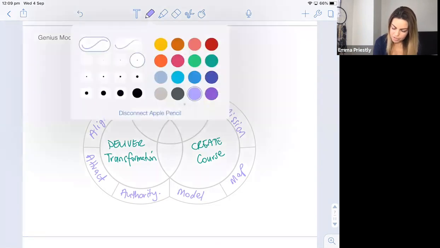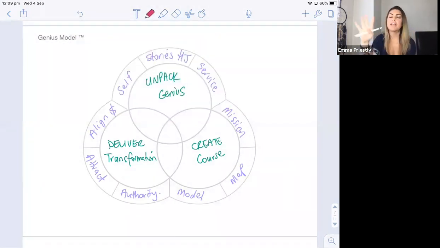Okay, so when we move into the next piece, this is where it starts to come together, the top 3 sections that we've spoken about in the download. So when you know how to unpack your genius and create your course, you step into your truth. You're really embodying the truth that you believe, your values, what it is you stand for. And by creating a course, you get to share that truth with others at the same time.